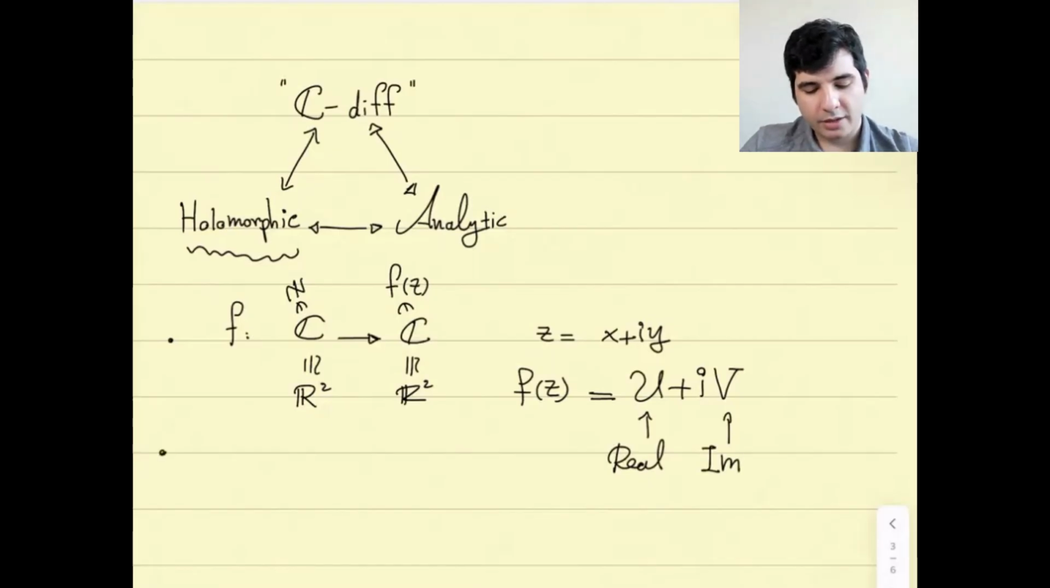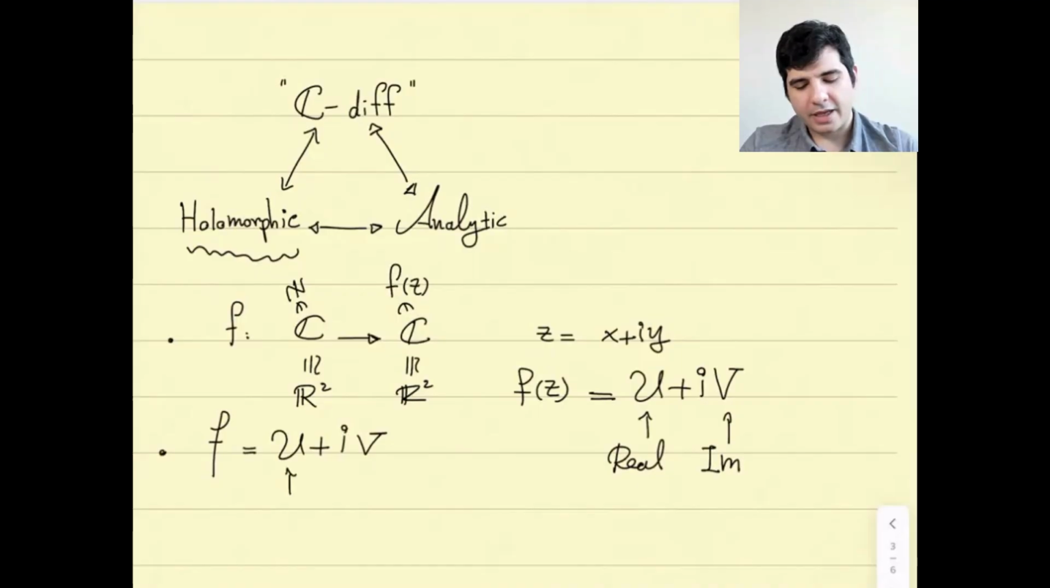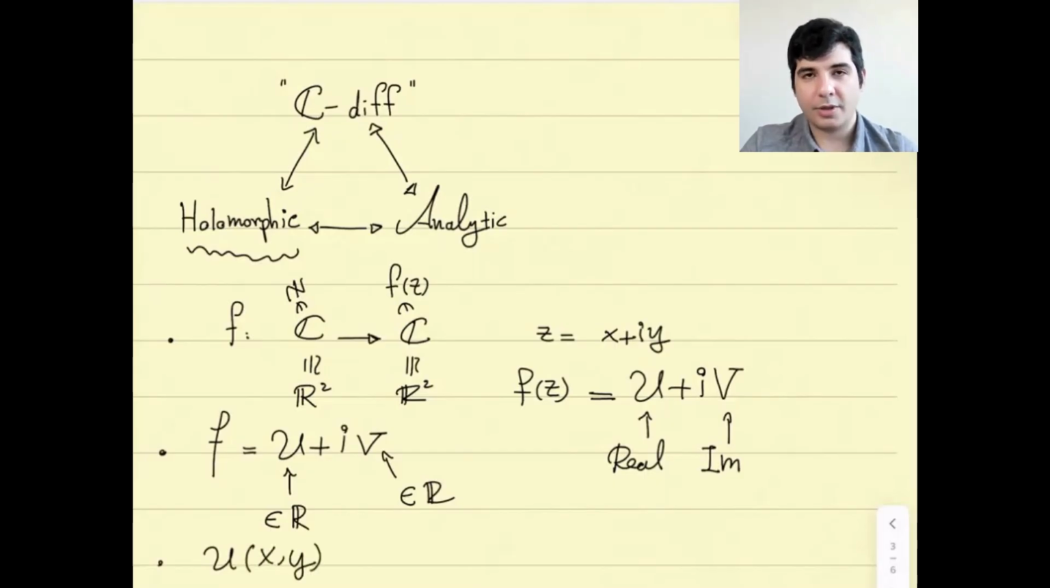Right? So we can write our complex valued function as its real part plus i times its imaginary part. We can do this with any complex valued function. So u and v, each of them, are real valued. The real part and imaginary part both take values in R. So u takes values in R, v takes values in R. It's kind of like u takes x and y.